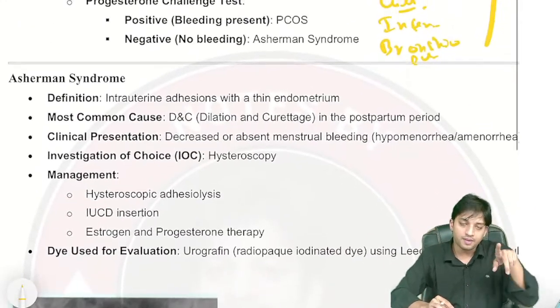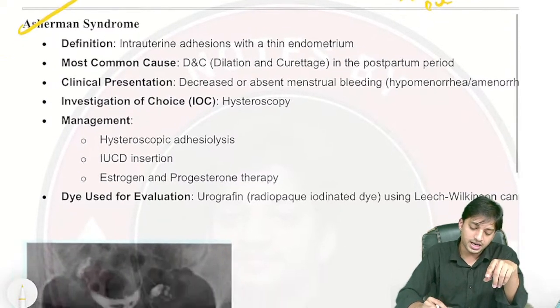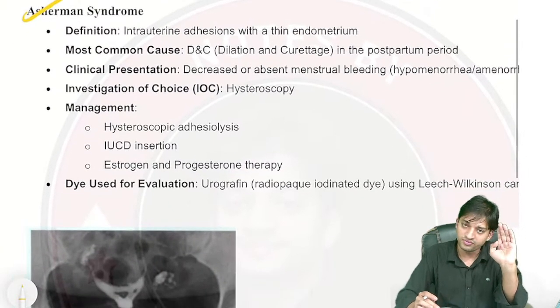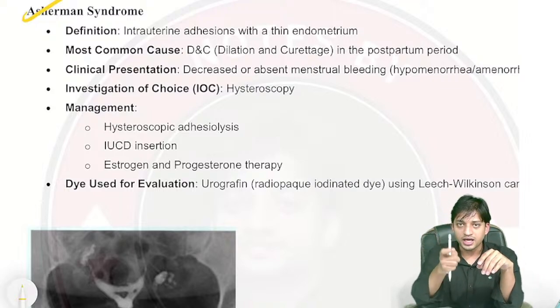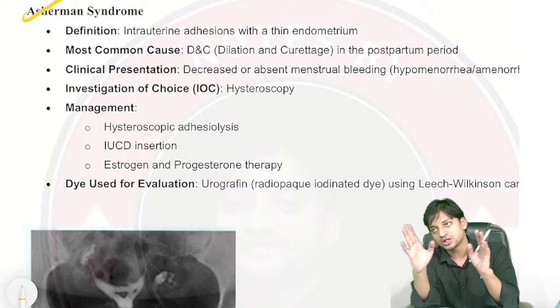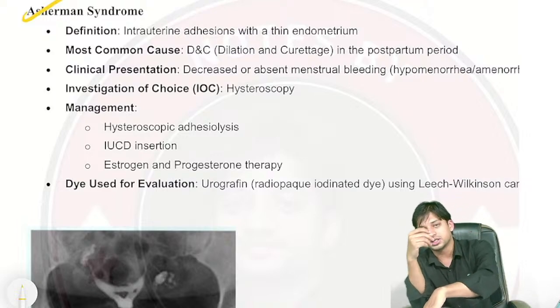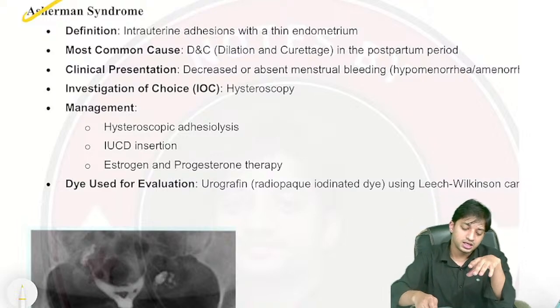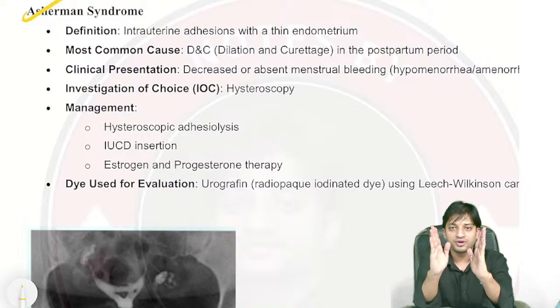Coming to one more syndrome that they have asked you, Asherman syndrome. Listen to me very carefully. It is just the development of intrauterine adhesions due to recurrent dilatation and curettage. Suppose somebody went for an abortion, medical termination of pregnancy, or had an abortion, then dilatation and curettage was done. Due to recurrent dilatation and curettage, in the postpartum period, there can be formation of adhesions and synechiae in the uterine tissue.